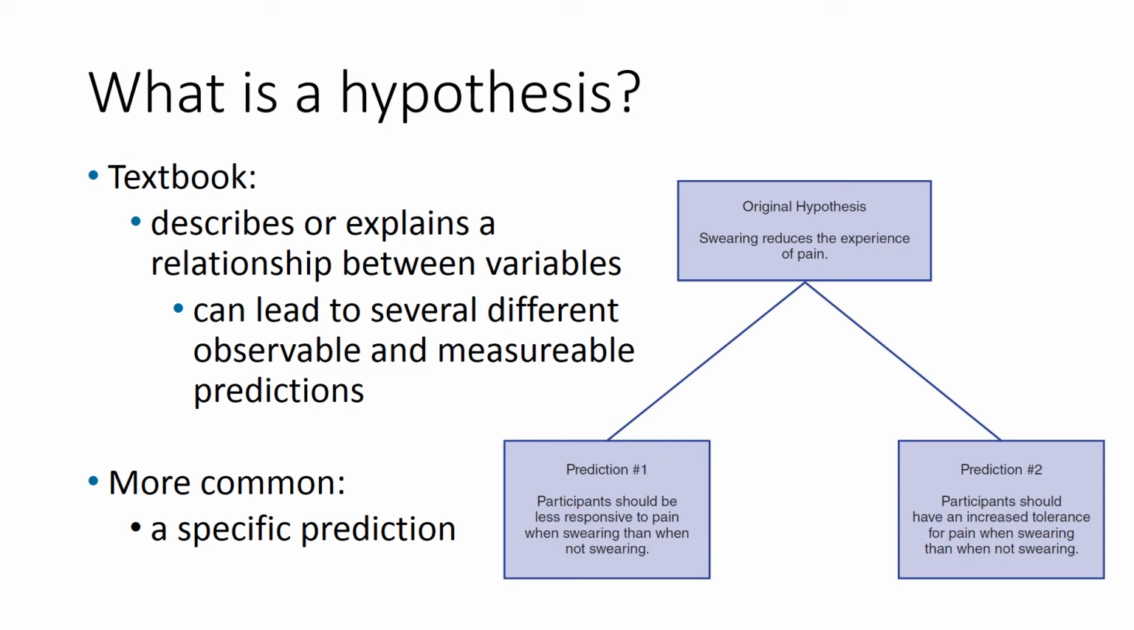From that perspective, we could make the case that the real difference between the three statements and the figure from the textbook is that they each talk about pain in a different way. The original hypothesis just says pain. The first prediction refers to responsiveness to pain, and the third hypothesis refers to tolerance for pain.